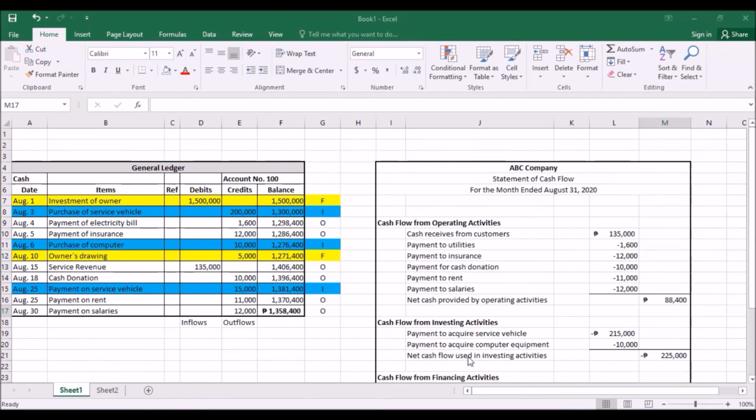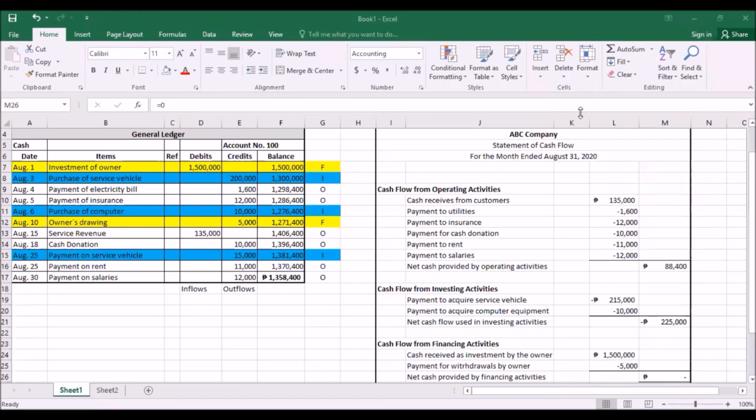So, ang nakalagay po dito ay net cash flow used in investing. Used in po yung nakalagay. So, kung positive po yan, ang ilalagay po ay provided by. But since negative po, used in po yung nakalagay. And now, let's move on to one last activity. Ito pong financing activities. So, meron lang po tayo dito dalawang transaction. Isa pong inflow at isang outflow. So, cash received as investment by the owner. Debit, meron po tayong debit na 1,500,000 and payment or withdrawals by owner na credit of 5,000.